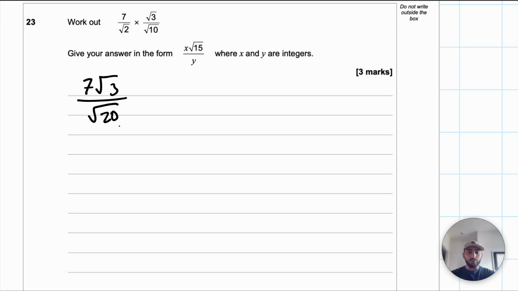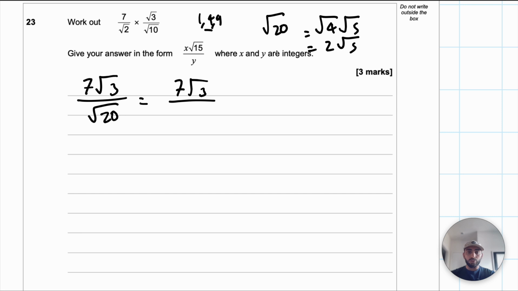Can I simplify this root 20? What are my square numbers? They're 1, 4, and 9. I think that'll be enough. So what's the largest square number that goes into 20? That will be the 4. So it's root 4, root 5. Root 4 is 2, root 5. So I've simplified this to 7 root 3 over that root 20 has now become 2 root 5.